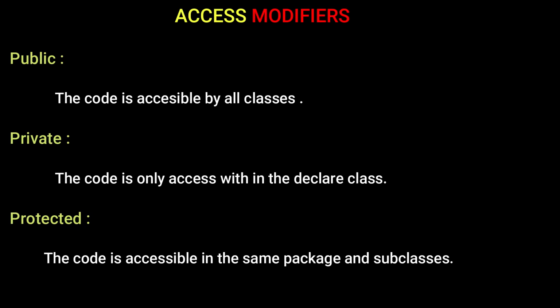Now we will see what access modifiers are. There are basically three access modifiers: public, private, and protected. When your class is public, the code is accessible by all classes. For private, the code is only accessible within the declared class, because it is private. And for protected, the code is accessible in the same package and subclasses.